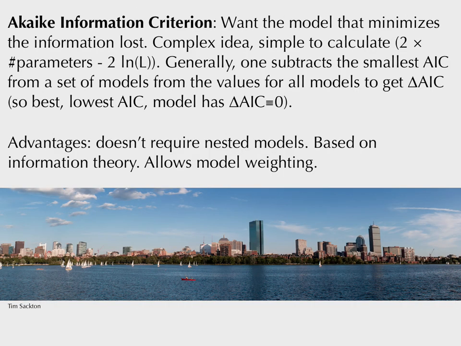Okay. A different way to select models is using the Akaike information criterion. What this does is use an estimate of the information lost in different models, and you try to minimize the information loss. There's complex information theory underlying it, but the actual value is very easy. The parameter is minus twice the log likelihood. You can plug into it very easily. There's actually corrections for small sample size because this is an approximation. We'll get to that later.